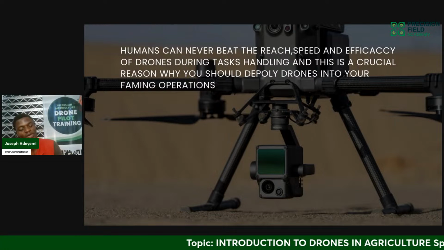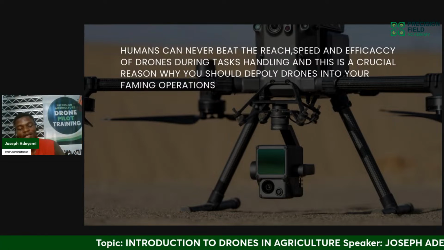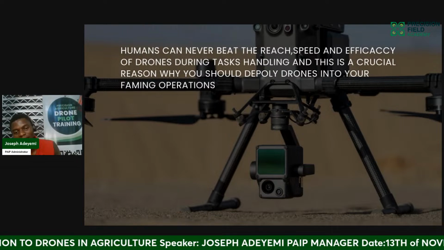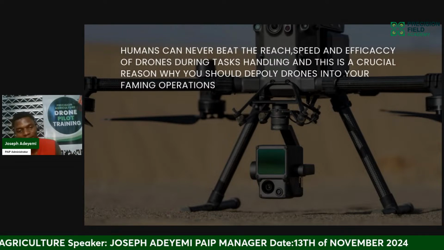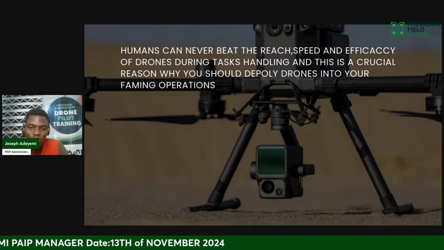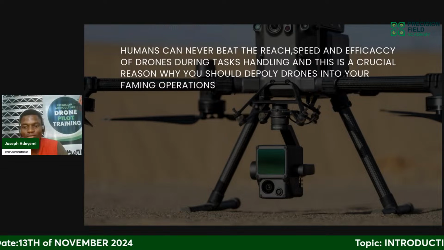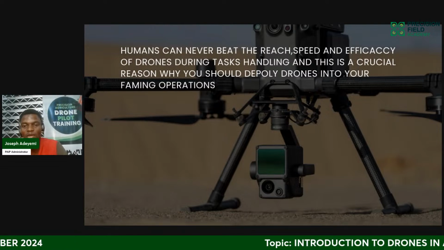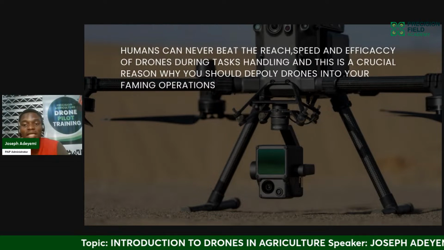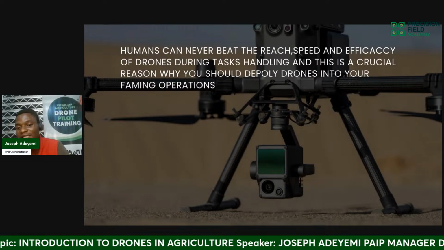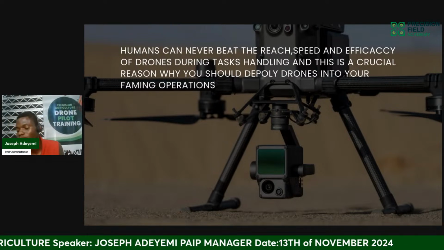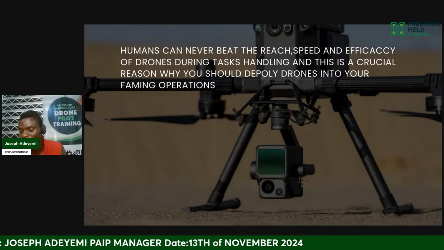Where a drone is going to reach in maybe 5 minutes, if you run as a human, you can never get there. And the speed at which these drones work, you can never meet up with it. The efficiency at which they work, you can never meet up with it either. So humans can never level up with it, and that is one key takeaway for you. Humans can never beat the reach, speed, and efficiency of drones during task handling. And this is more of a crucial reason why you should deploy drones in your farming operations.